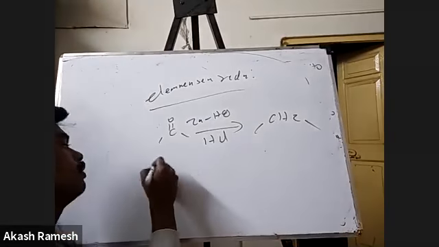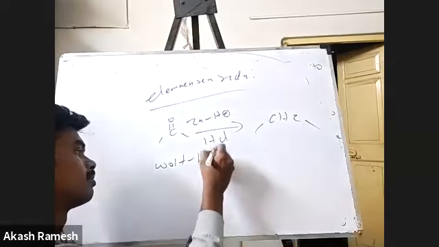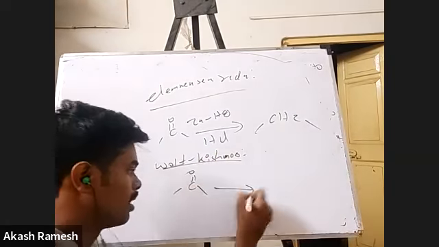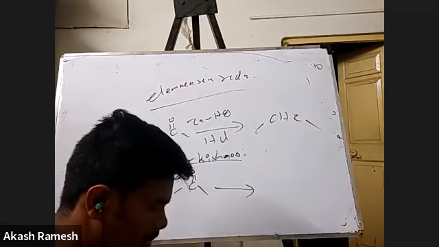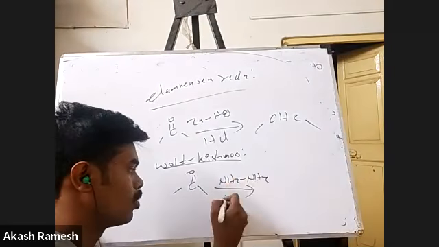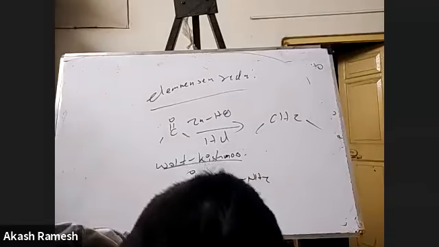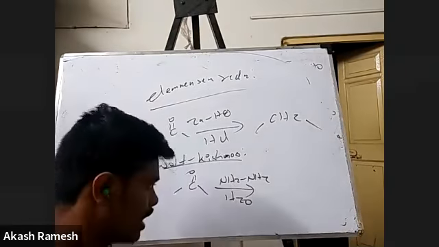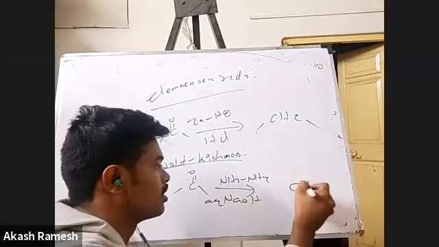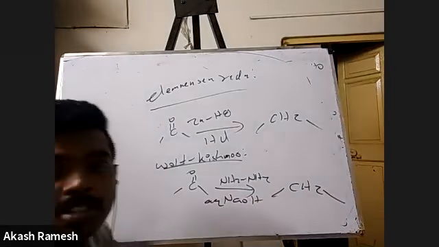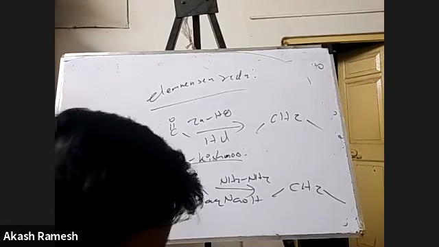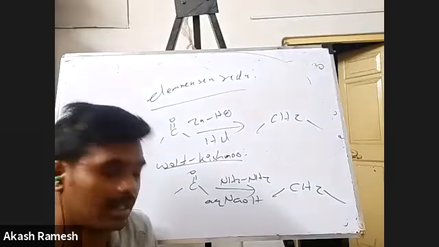And when you go for Wolff-Kishner, you have C double bond O, then I am going for hydrazine with water. Not only that, hydrazine in the presence of NaOH, aqueous NaOH. So you'll see that again you'll form the same thing. So that's about your aldehydes and ketones. That's it.